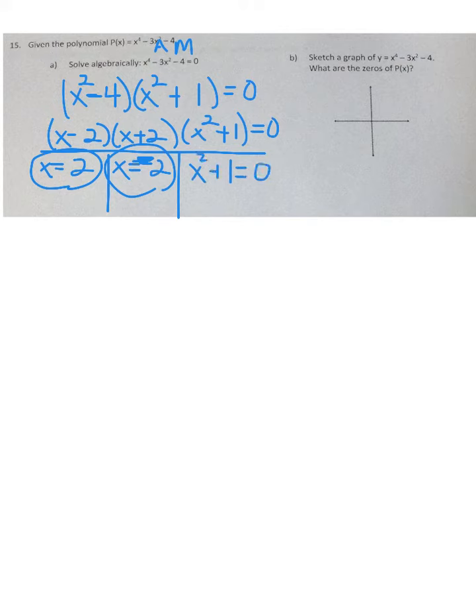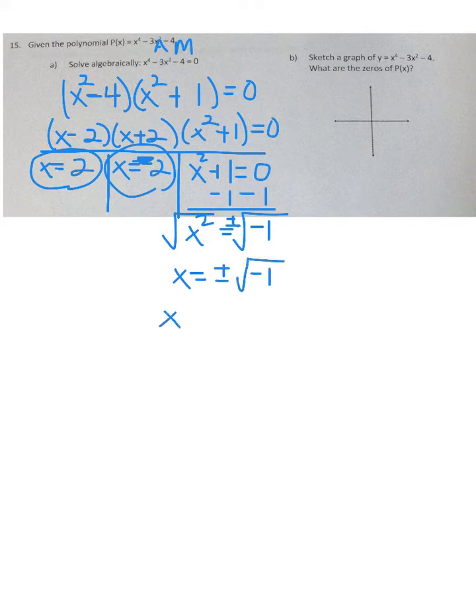And then with this last set here, I'm going to set that equal to 0, bring over that 1, and then I know that I need to take the square root. Now remember, when you take the square root, don't forget, you need a plus or minus there. So x is equal to plus or minus the square root of negative 1. Well, remember that the square root of negative 1 is really just i. So then my answer for this side here is x equals plus or minus i.